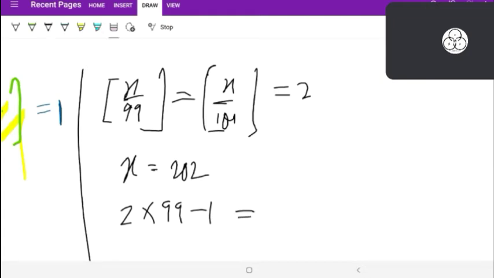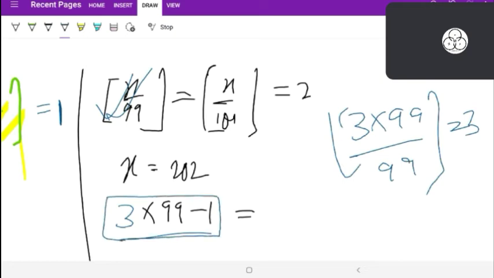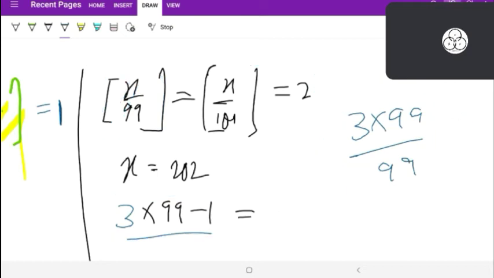Not 2, this will be 3. This will be the upper limit, because for 3 into 99 divided by 99, the box will be 3. That means this part's value will be 3. So before this number, the value will be 2 only. The value of this box will be 2. And that is the logic behind solving this problem.